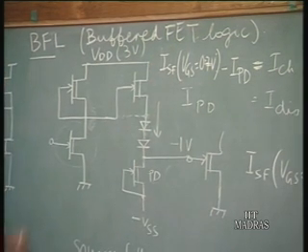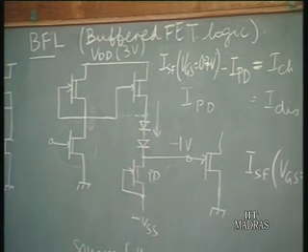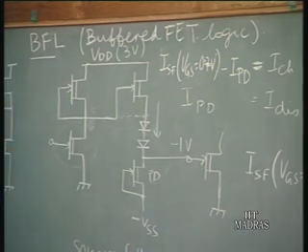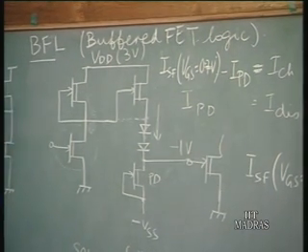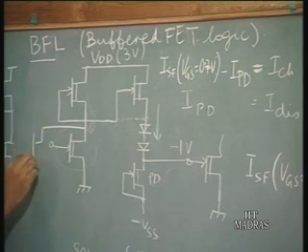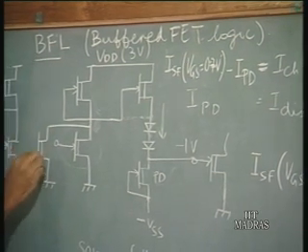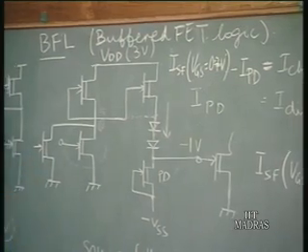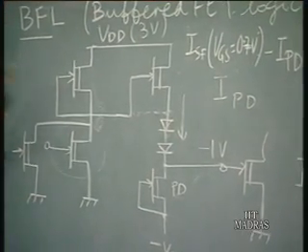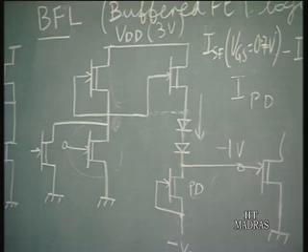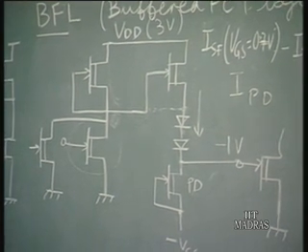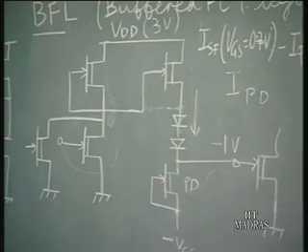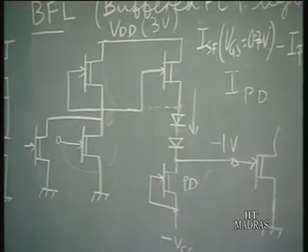Buffered FET logic is a very popular circuit for cases where you have only depletion mode devices. Of course, you can make NOR gates by adding transistors in parallel to the driver transistor, just like in the previous circuit. This circuit is the buffered FET logic circuit, and the basic circuit for this logic family is the NOR gate, and with the NOR gate you can make other complicated circuits.